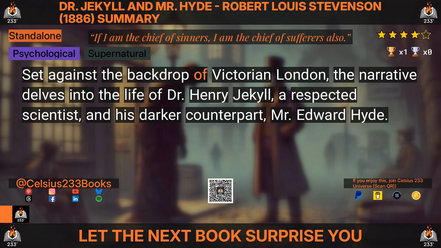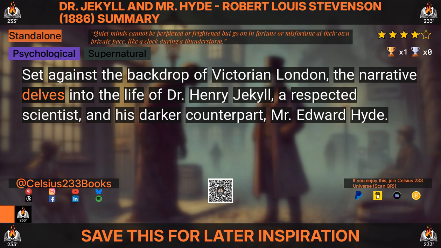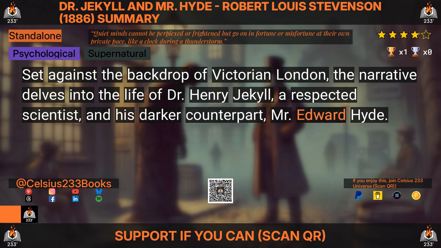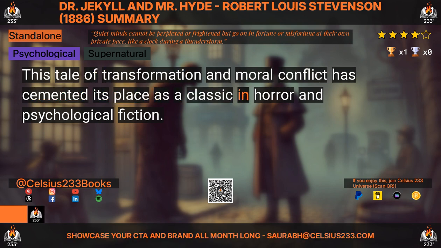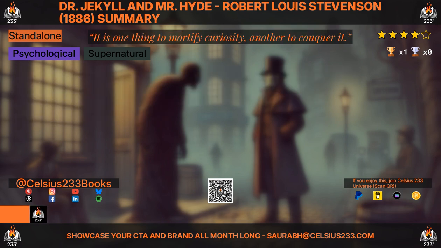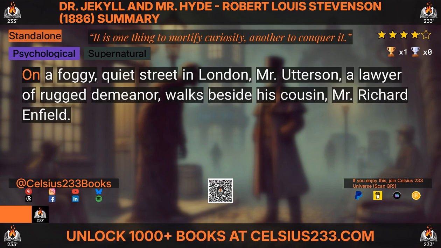Set against the backdrop of Victorian London, the narrative delves into the life of Dr. Henry Jekyll, a respected scientist, and his darker counterpart, Mr. Edward Hyde. This tale of transformation and moral conflict has cemented its place as a classic in horror and psychological fiction. Plot summary.